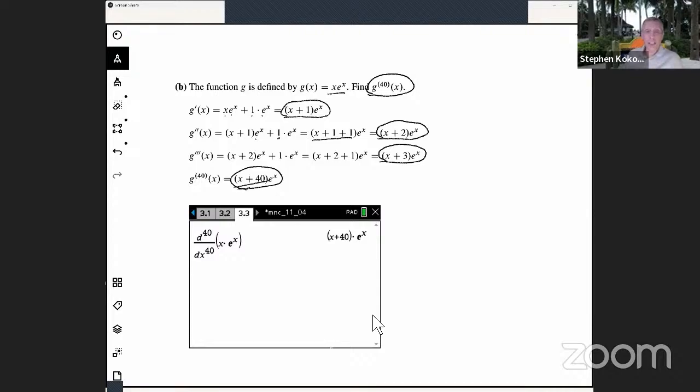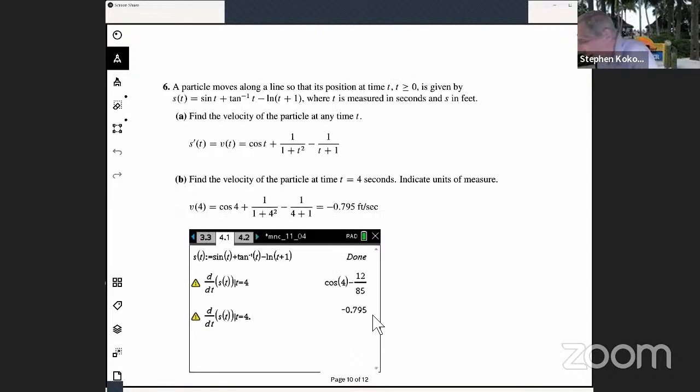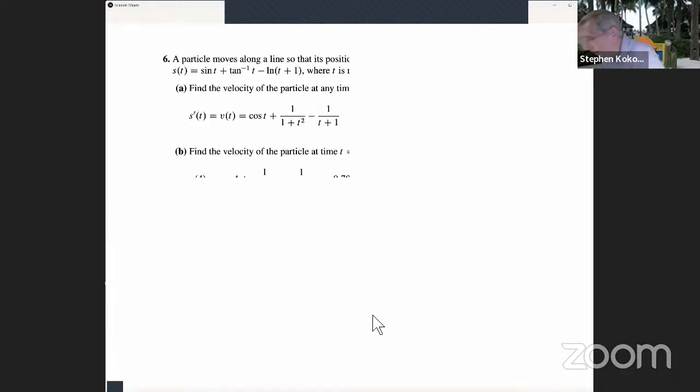And I hope you can see my calculator screen there. I've used the TI-Nspire once again, the CAS version, to find the exact symbolic 40th derivative of that function, which is just unbelievable, isn't it? The technology can do that. That's really cool.